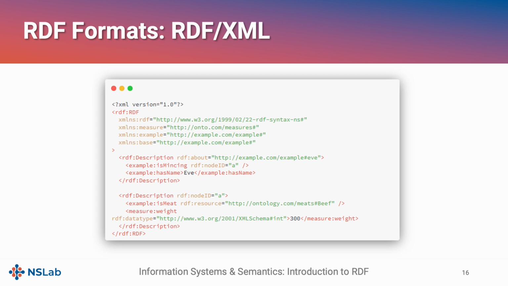In the lower part you can see the description of the blank node A, and it says that it is a meat of type beef and it weighs 300 units, some integer value. Based on the predicate here, it would probably be in grams.